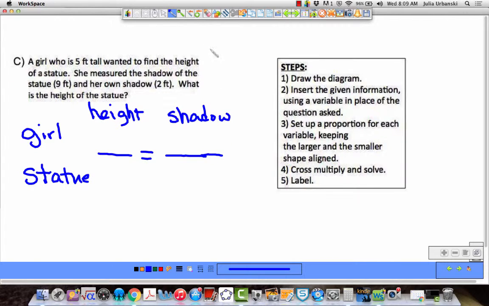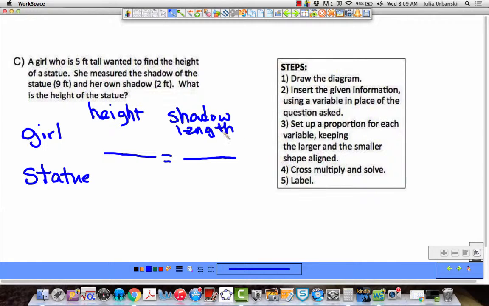So if you don't want to draw a picture, you could set it up this way. You have to just find your 4 parts. Proportions are all about the 4 parts. The height versus the shadow. The shadow length, you could write that in if you want to be really specific.